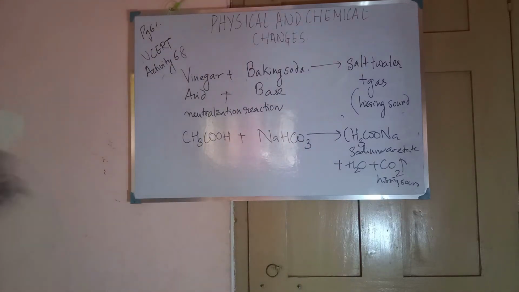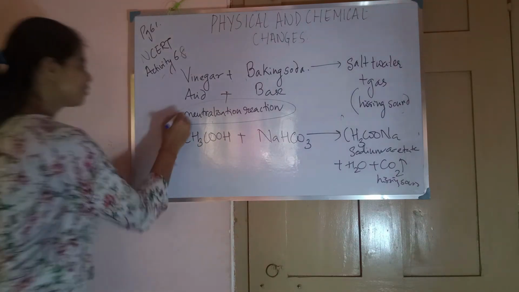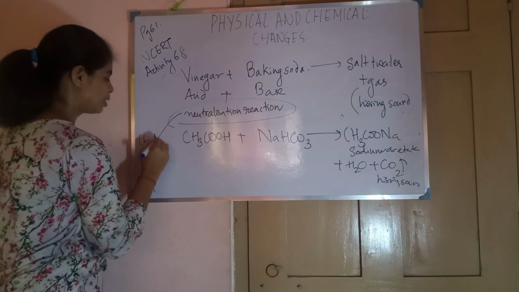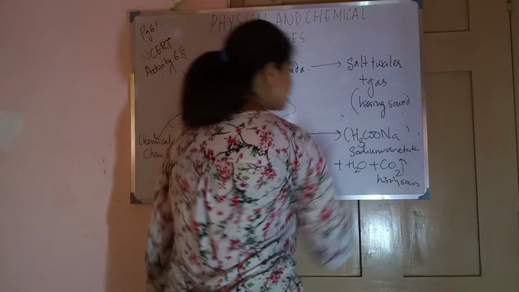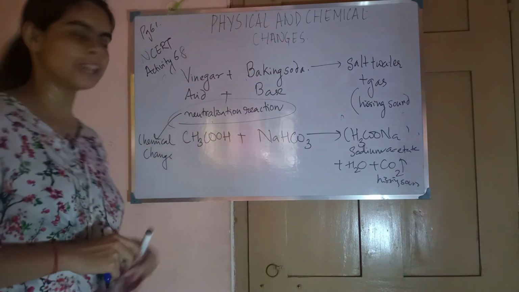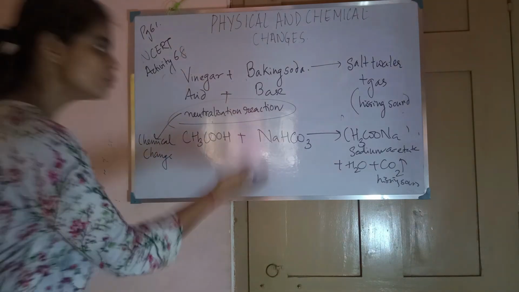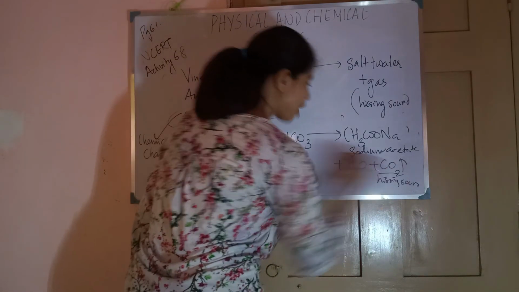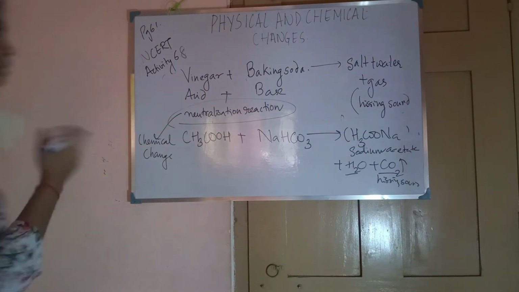Now tell me, the acid-base reaction, the neutralization reaction, is what kind of change? It is a chemical change. So this reaction is a chemical change because the salt you are getting is different from acid and base. It is neither acid nor base. So you are getting new substances, you are getting water, you are getting carbon dioxide. These are the new substances you are getting from this change. So what kind of change is it? It is a chemical change.